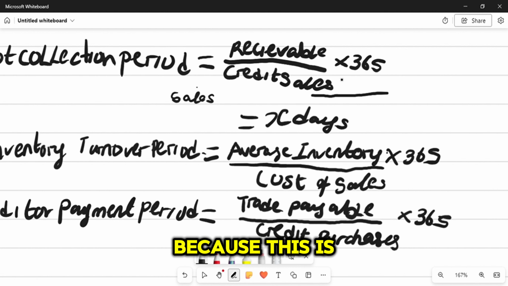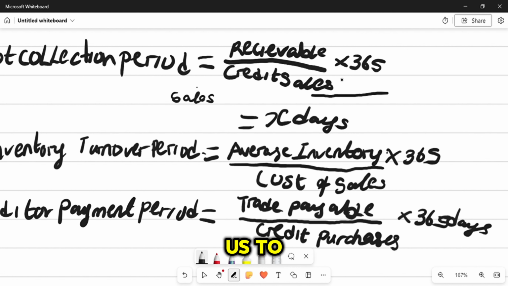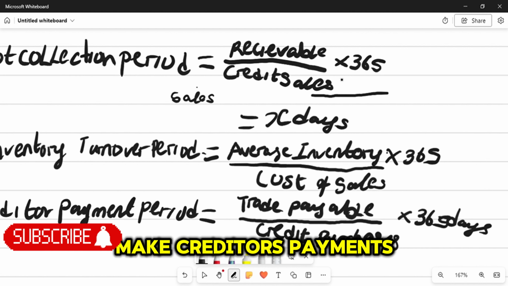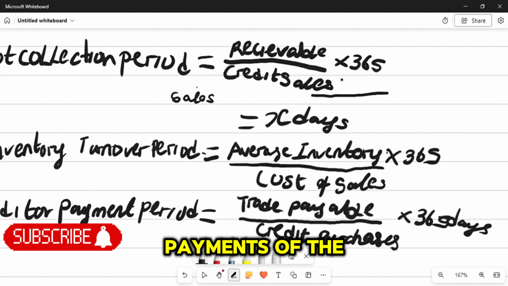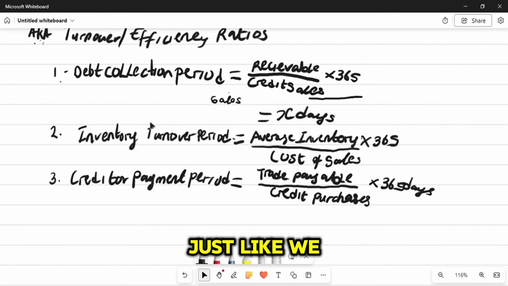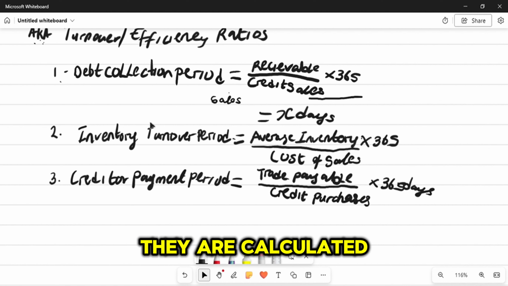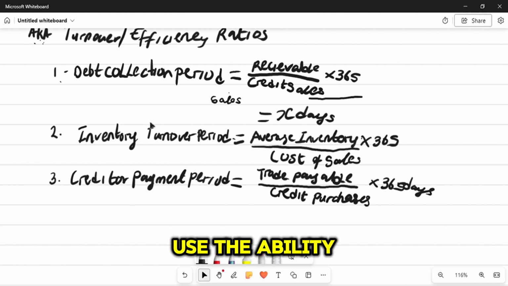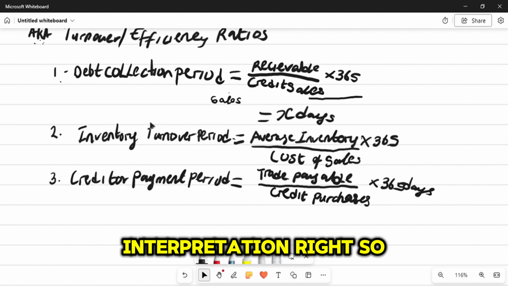Again, because this is in period, we want to know how long it will take us to make payments of the amounts that are being owed to creditors, how long it takes us to pay our trade payables. Basically, just like we said earlier, ratios are not just calculated for the sake of their absolute figure. No, they are calculated in order to use their relative interpretation, right?